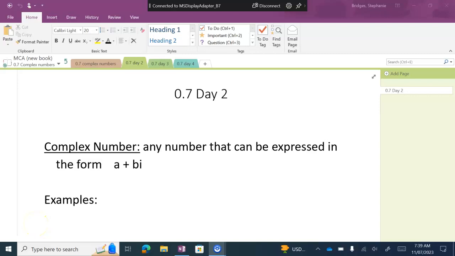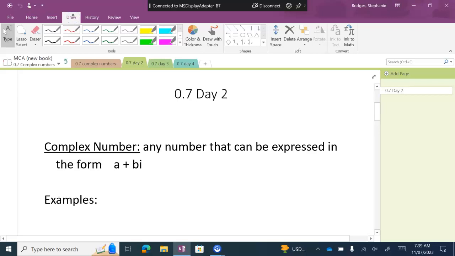So a complex number is any number that can be expressed in the form of a plus bi, and it has two parts. The a is your real part, so any real number. And then your bi is your imaginary part. So a plus bi is the proper way to write it. It doesn't mean that if you write bi plus a it's wrong. It's just we usually write the real part first plus the imaginary part.